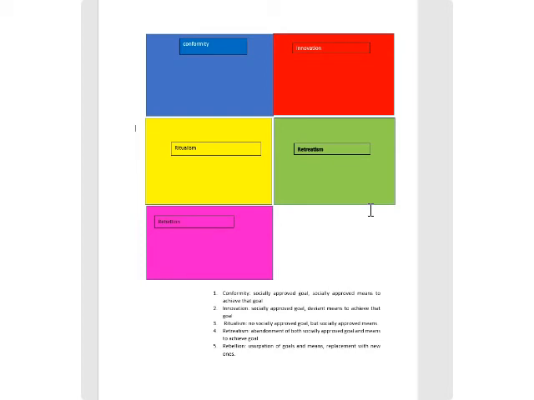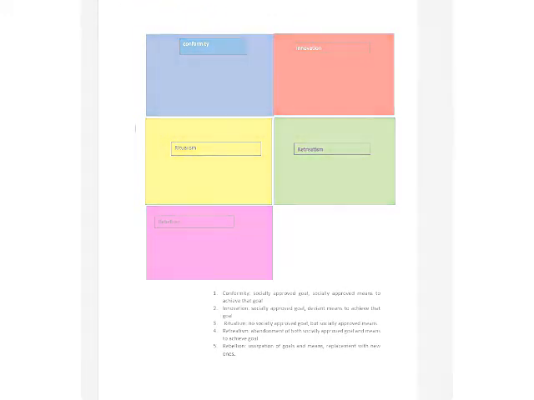Finally, this pink square down here, rebellion, means that we usurp both goals and means. We don't want $100,000. We want a society where everybody gets an equal amount of everything. So we overthrow both the goals and the means to attain those goals and replace the system with new goals and means. Society.